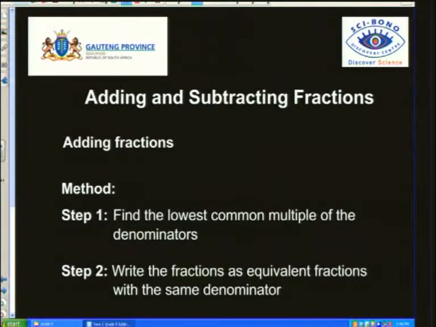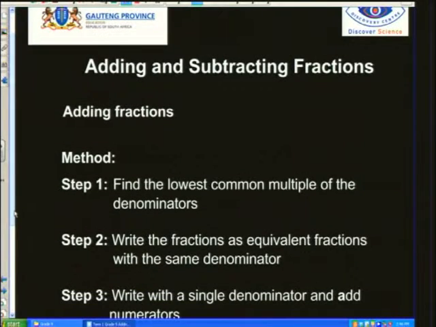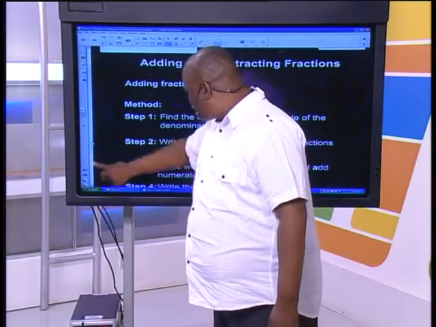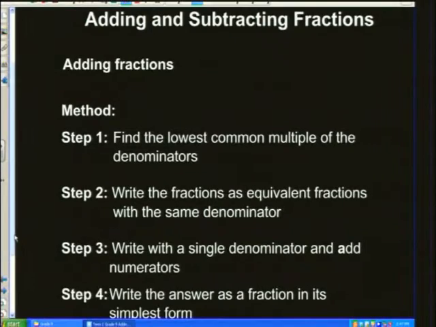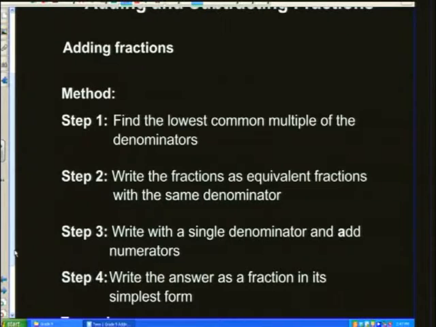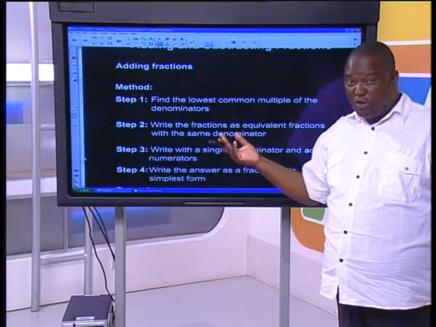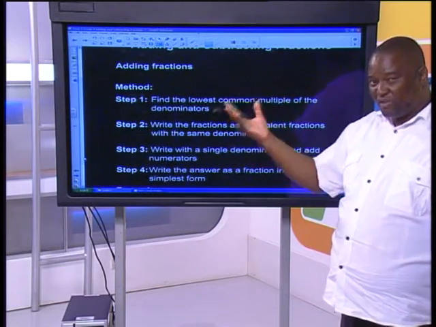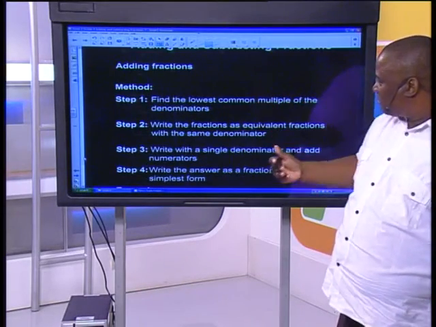So when we add and subtract fractions, we follow a certain procedure, which I'll call steps. But we're going to start with adding fractions first, and thereafter we will be subtracting fractions. So these are the steps one has to follow when adding fractions. Step 1, you find the lowest common multiple of the denominators. So you know what is a multiple. Since grade 4, you've been doing multiples. Your factors and multiples, that's the concept you've been working on since primary school.